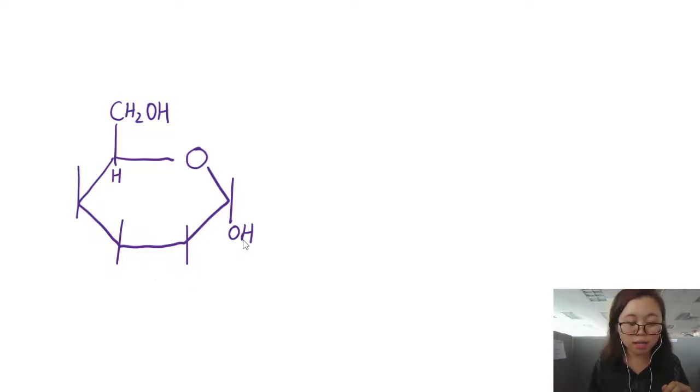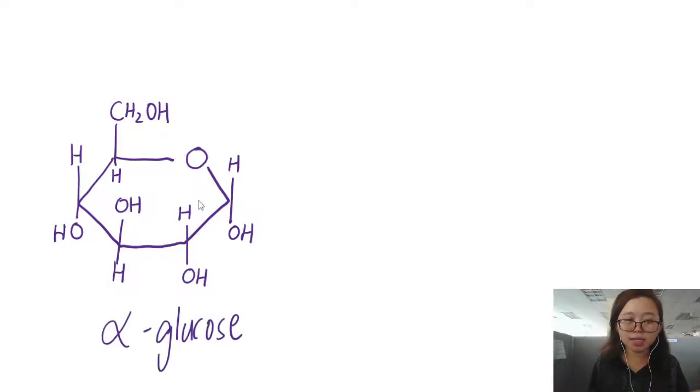So kita start dengan bawah, bawah, atas, bawah. So OH, OH, OH, OH. Then we just fill in the leftover hydrogen atoms. Isi H, H, H, H. And that's it. This is your alpha glucose molecule. Next, we shall do the beta glucose.